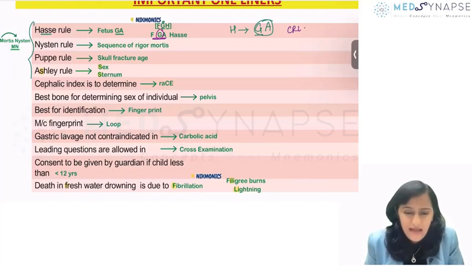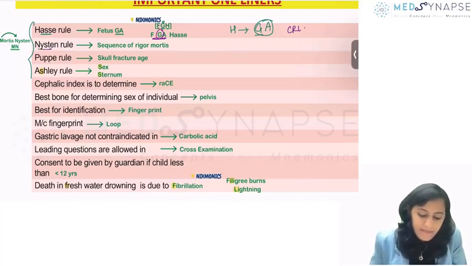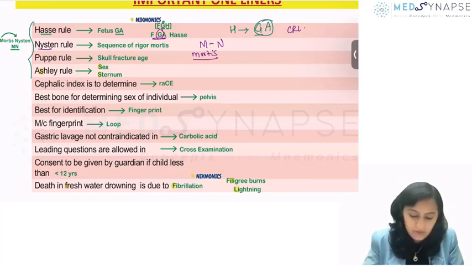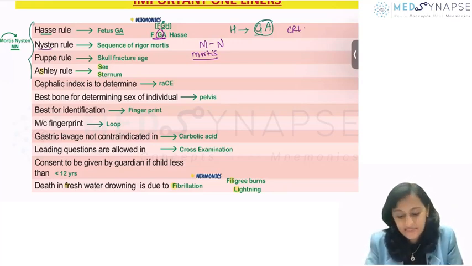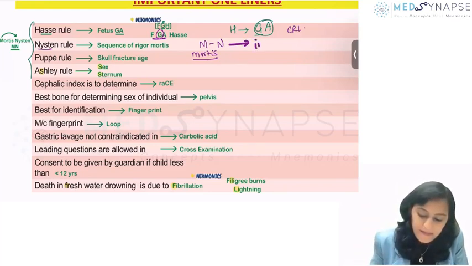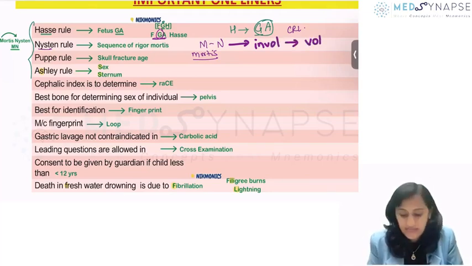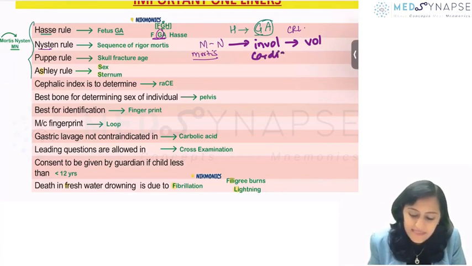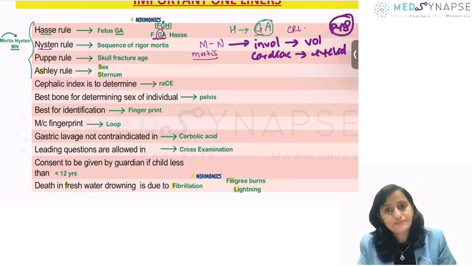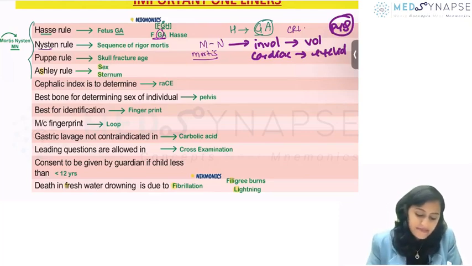Next one that you have is Nysten's. Remember Nysten's again alphabetically M and N. For the rigor mortis, it is Nysten's rule, which tells you in what sequence the rigor mortis will appear. First is involuntary, then voluntary. So look at the options carefully. If you have the cardiac muscle and the eyelids, both in the option, first will be cardiac. This is your previously asked question. That is rigor mortis.